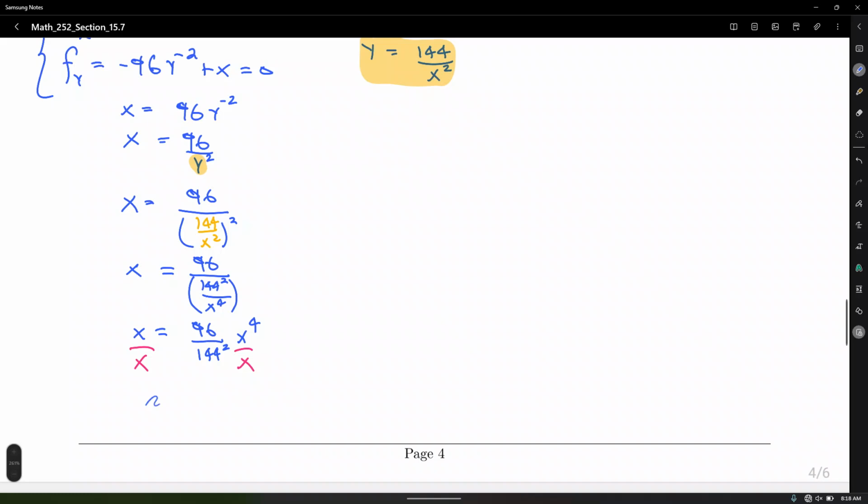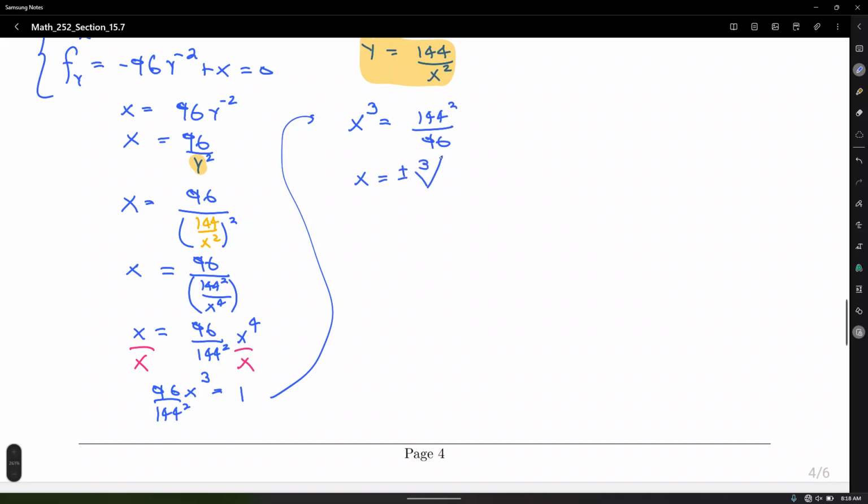Okay, so in this case, that's 96 over 144 squared times x cubed, which is equal to 1. And let's solve this baby cubic equation. All right, so let me solve for x cubed equals 144 squared over 96. And then x equals plus or minus the cube root of 144 squared over 96, which in this case will be a nice number, plus or minus 6. Do we agree with these answers?